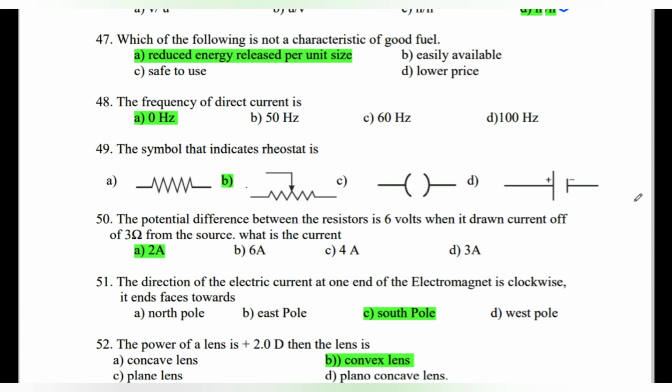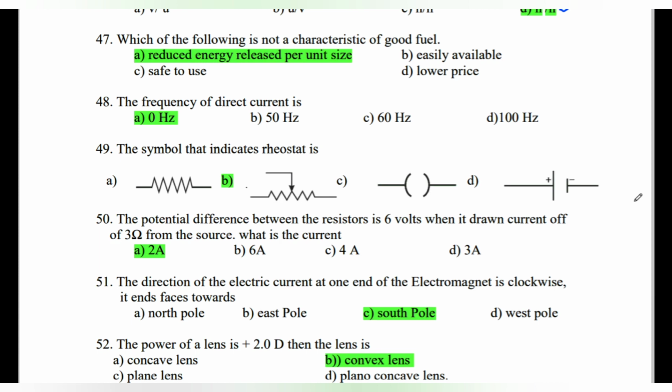48th question. The frequency of direct current is 0 Hz. Frequency of DC current is 0. The symbol that indicates rheostat is option B, that is the variable resistance. The potential difference across the resistor is 6 volts and the resistance is 3 ohms. What is the current? By using Ohm's law, I equals V divided by R, we get 2 amperes.